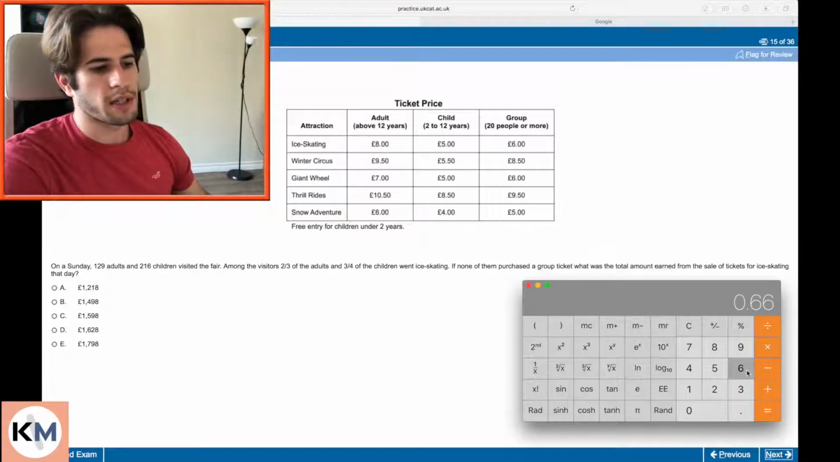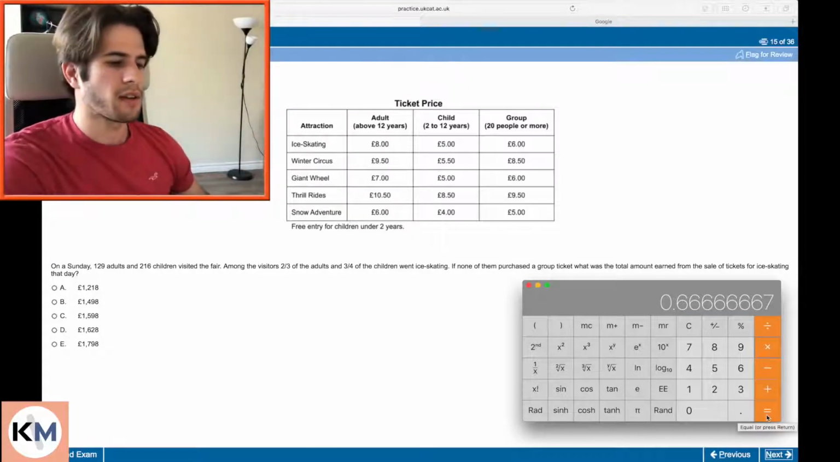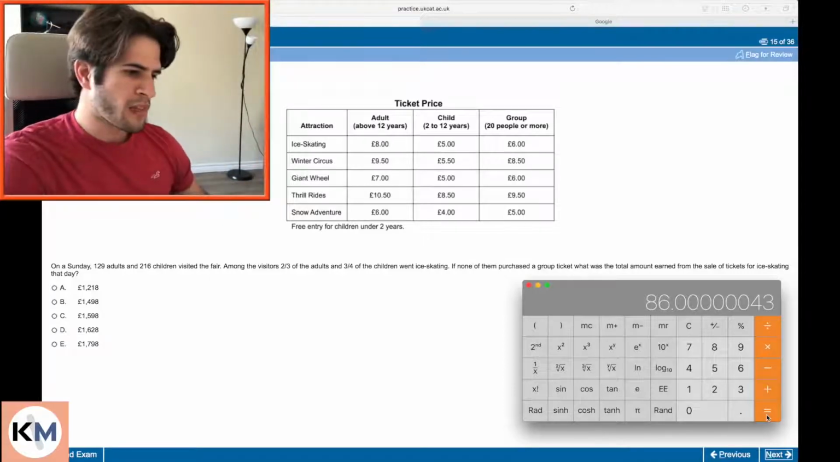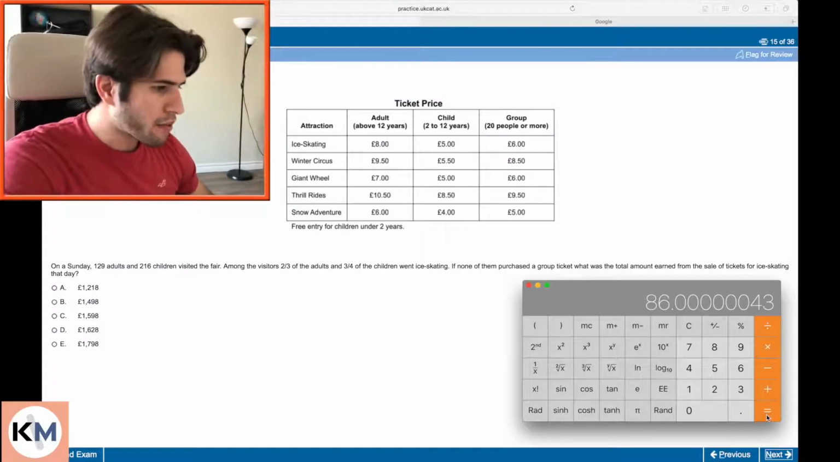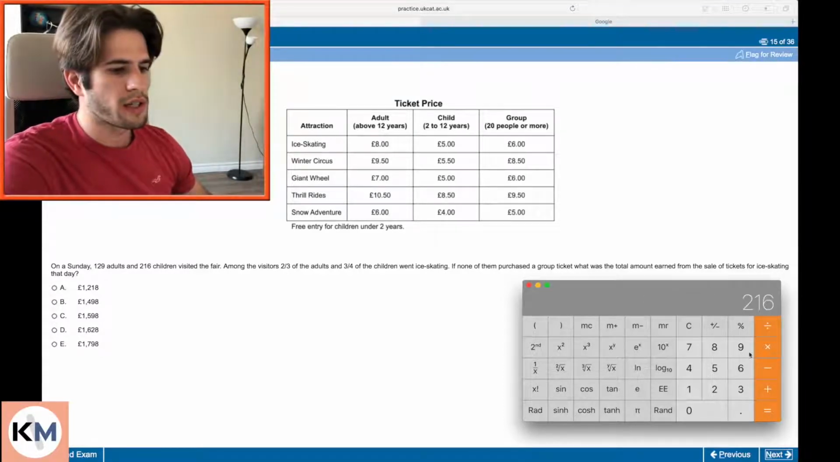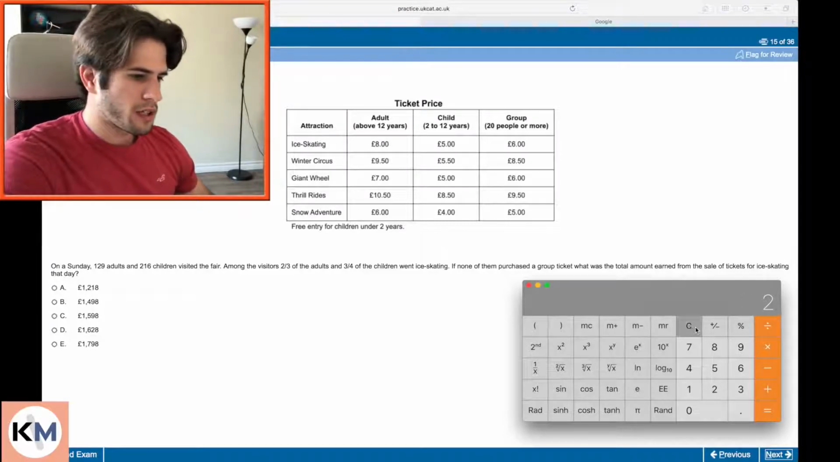2/3 is 0.66666666667. So just to avoid wasting time, I'm just going to type that in instead of doing 2/3 first. So 2/3 of adults is equal to 86 adults. And 3/4 of the children, so 216 times 3/4.